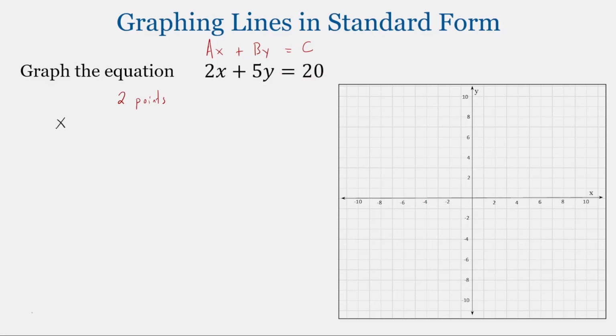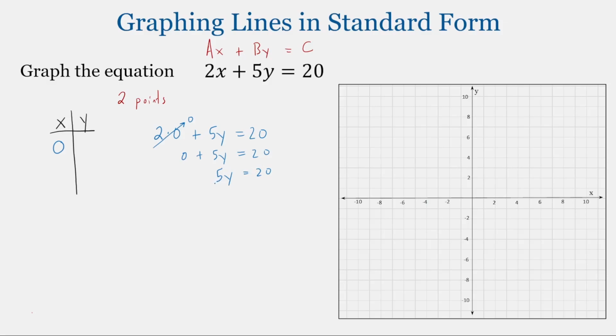Well, we can do this by making a table of points. So we'll have an x and y coordinate. And let's start with an x value equal to 0. So what will that y value be? So we have 2 times 0 plus 5y equal to 20. Well, 2 times 0, anything times 0, that's 0. So now we have 0 plus 5y equal to 20. And that's just 5y equal to 20.